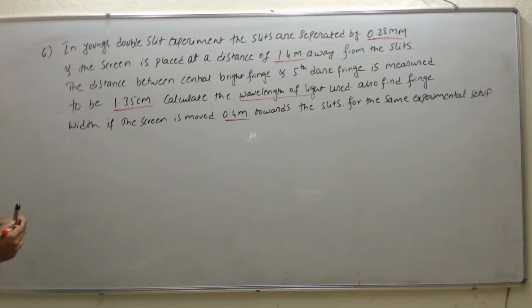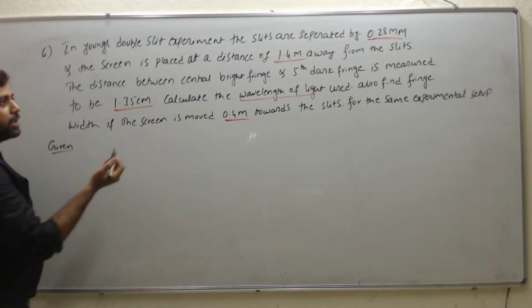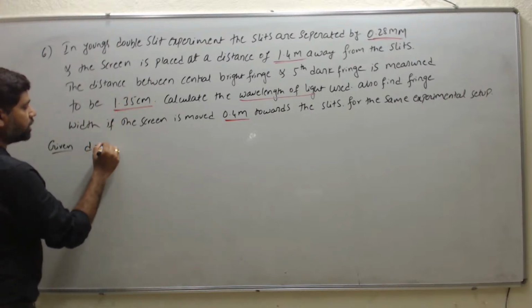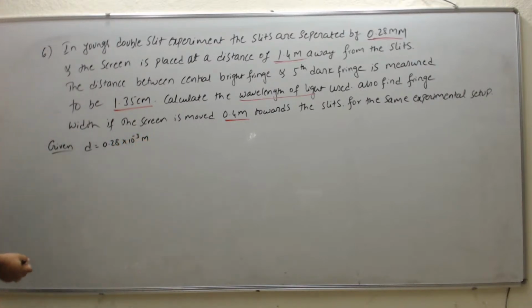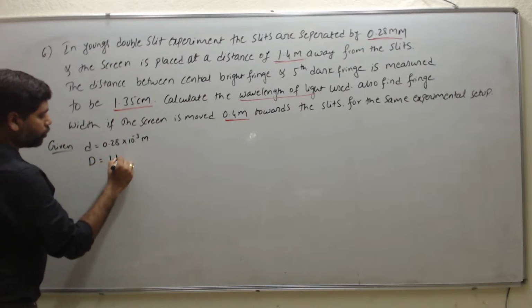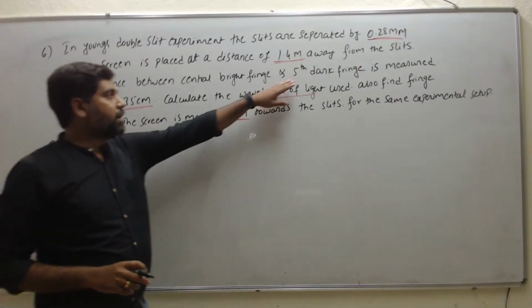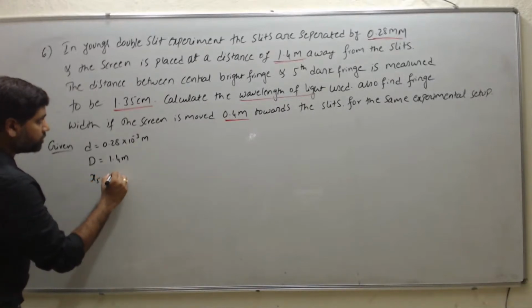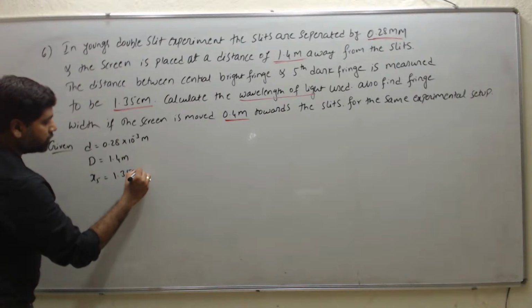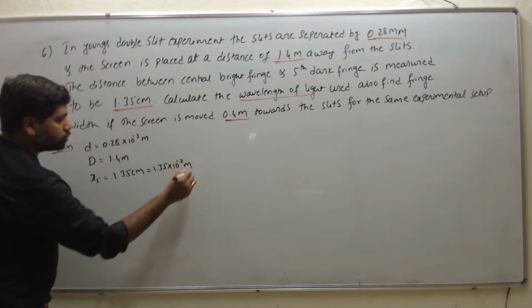So here, what have they given? First we write here what they have given and what we need to find. So here they have given small d, that is 0.28 millimeter, that is 0.28 into 10 to the power of minus 3 meter. Next, the given capital D is equals to 1.4 meter. Next, the distance between the central bright fringe and the fifth dark fringe, that is x5, is equals to 1.35 centimeter, that can be written as 1.35 into 10 to the power of minus 2 meter.